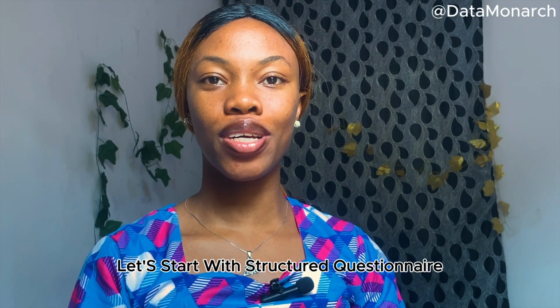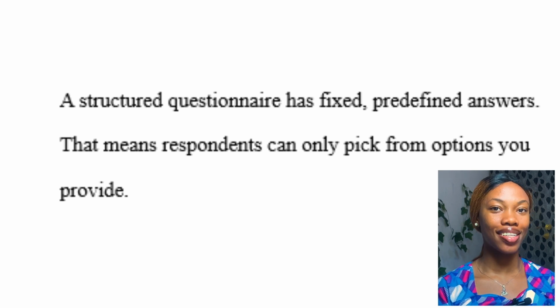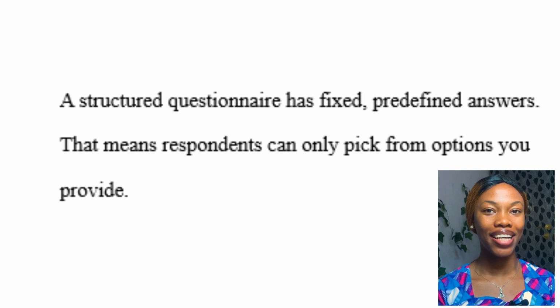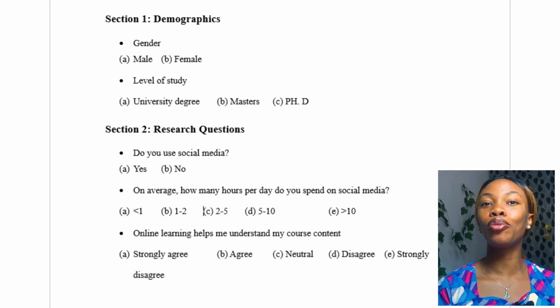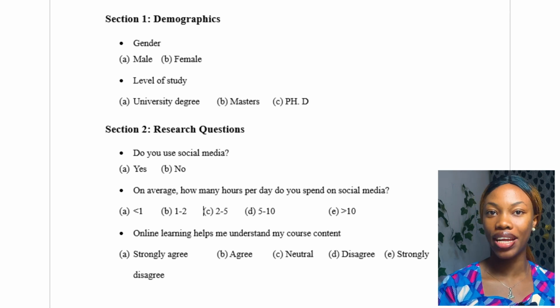Let's start with structured questionnaire. A structured questionnaire has fixed predefined answers. That means respondents can only pick from options we provide. Examples: yes or no, multiple choice like study hours. Then we also have linear scale from strongly disagree to strongly agree.